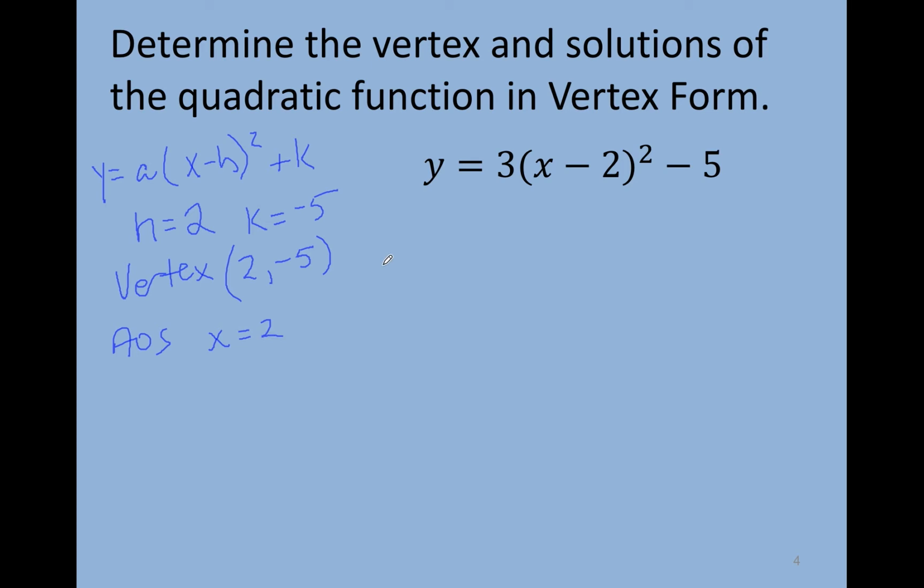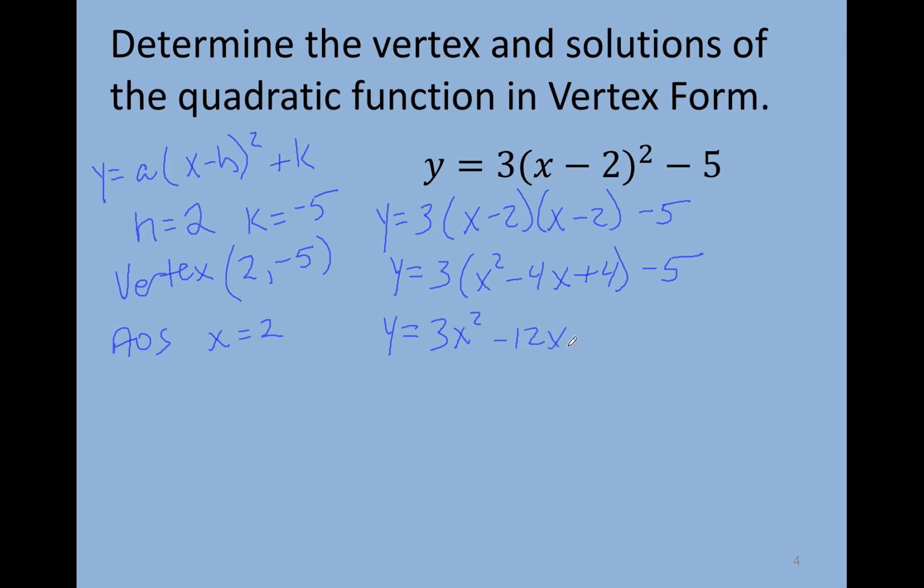I want to find the solutions for this quadratic function, so what I'm going to do is put this into standard form first, and then use the quadratic equation. So let's take this, and I'll show you where all the numbers come from. Foiling in here, we get x squared minus 4x plus 4 minus 5. y equals 3x squared minus 12x plus 12 minus 5. y equals 3x squared minus 12x plus 7.